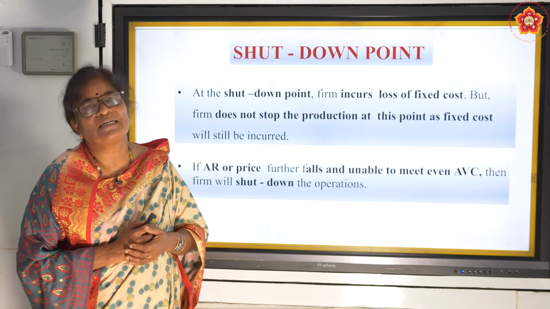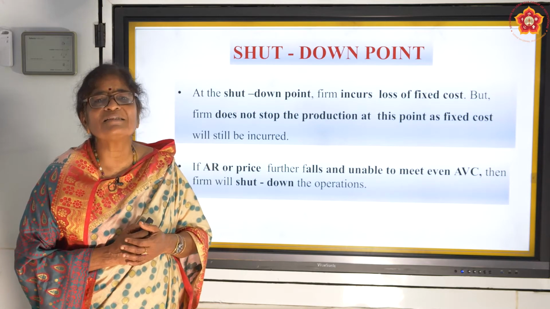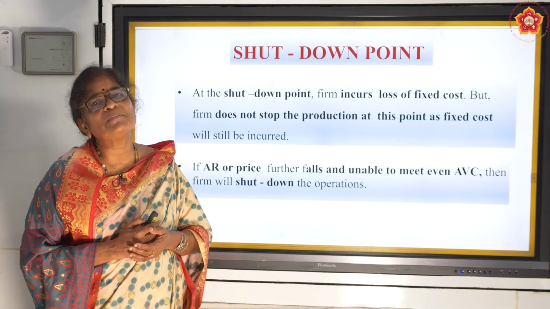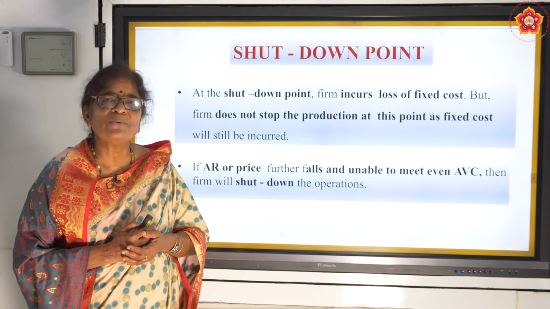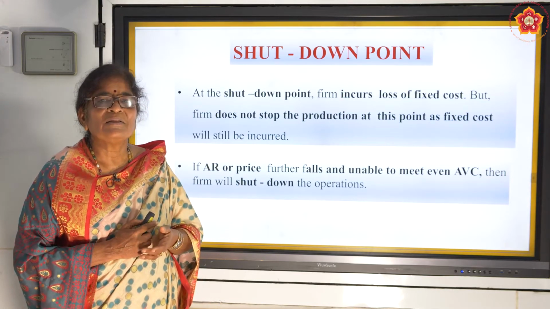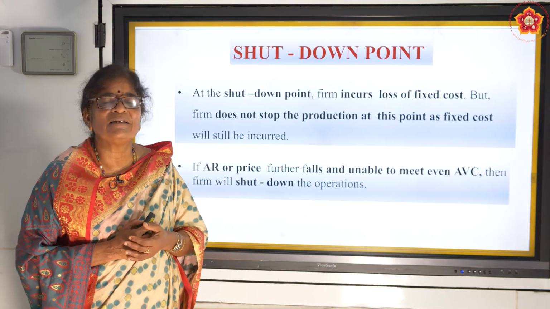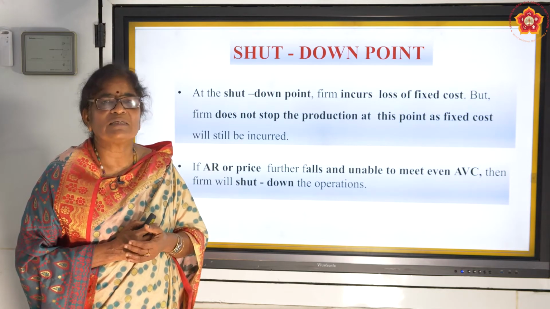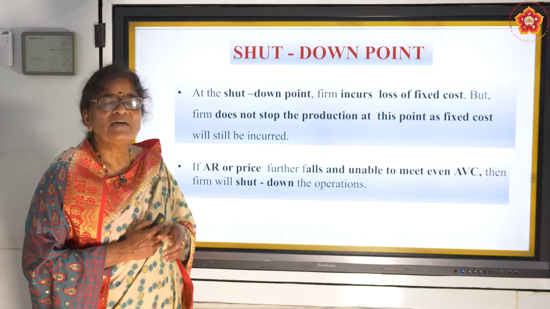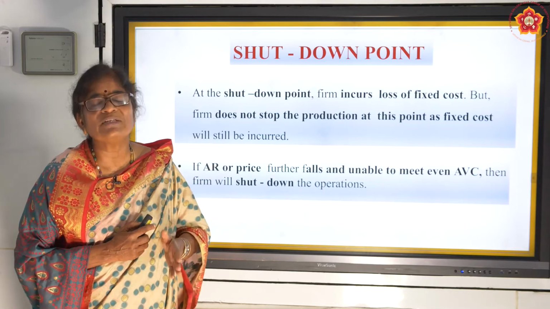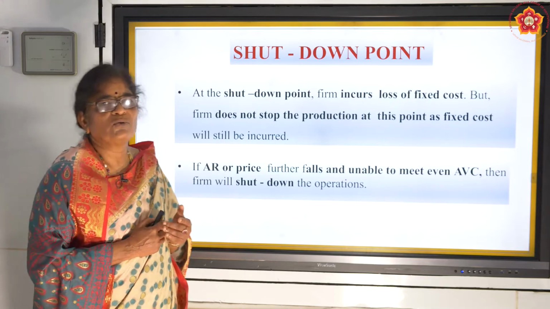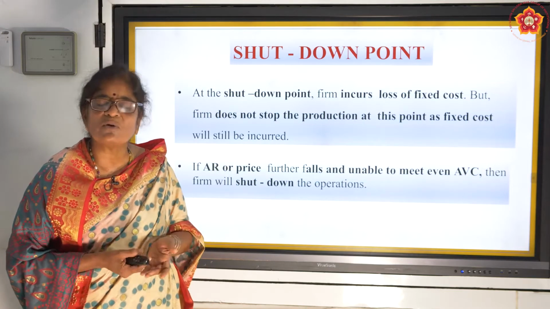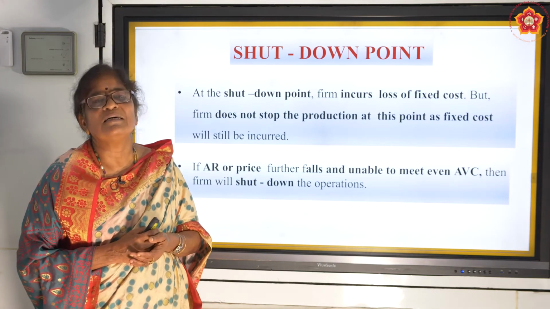It will stay in the market, hoping that by allocating the resources efficiently and adopting some efficient technology, they can improve their prices and the revenue will be more, and then they can recover the variable cost and fixed cost, hoping for a better situation. But if the prices go down still further, or average revenue goes still further down, the firm will come out of the market. At the shutdown point, the firm incurs the fixed cost, because even if you are not producing, a firm has to incur the fixed cost.